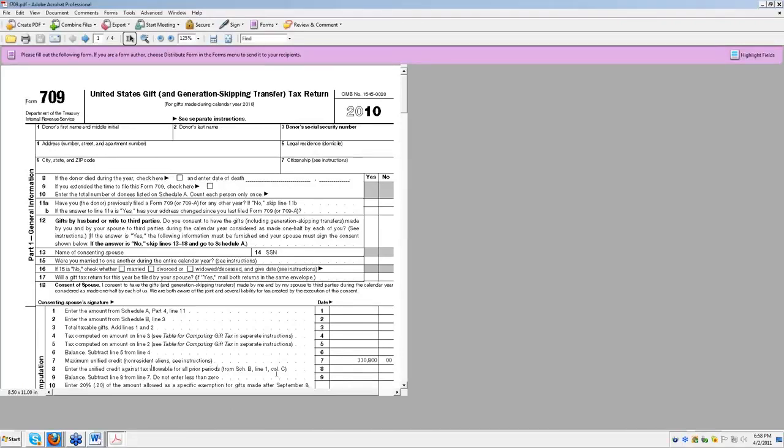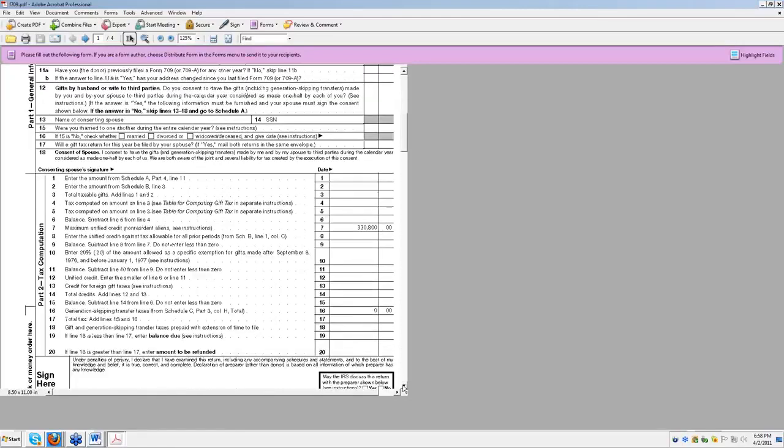Notice your maximum unified credit is $330,800. And that came off of that other form that you said to look up, to Google, Publication 950. But see, they've changed it. This is 2010 now. They've repealed the Class 5 gift and estate tax, and they reenacted it. So this is why they're showing a different amount here.